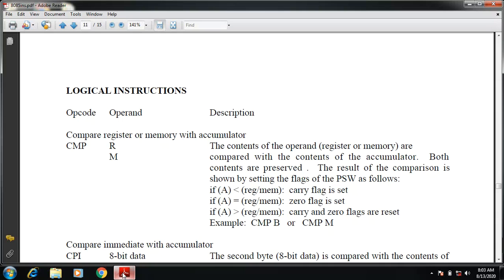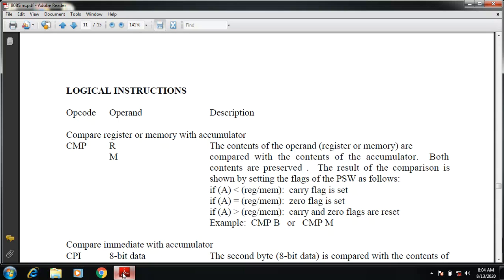All these logical operations, AND, OR, XOR, compare, rotate, and complement, are performed with respect to the content of the accumulator, and the result is again stored in the accumulator. So this is the purpose of the logical operations.